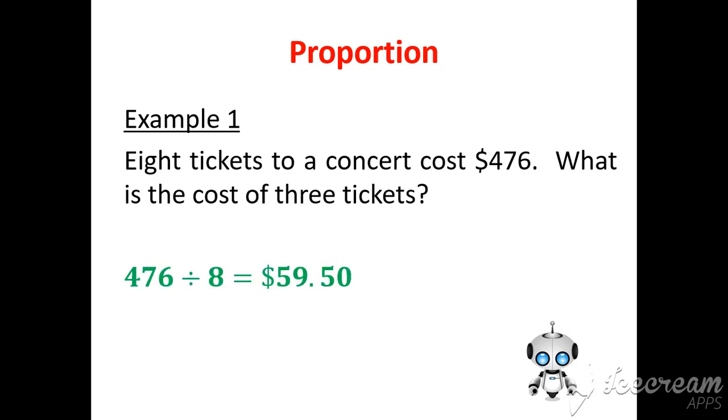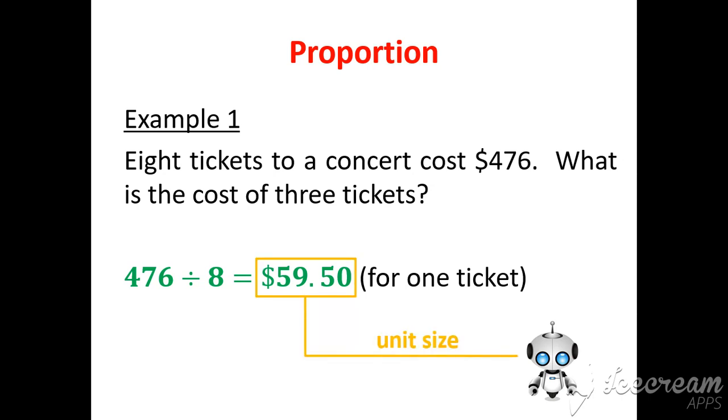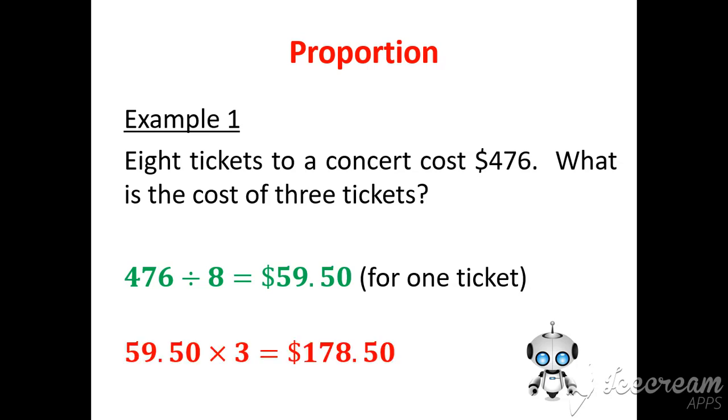So 476 divided by 8 gives us $59.50. That's the cost for 1 ticket. That's what we call the unit size. For 1, unit means 1. Okay, now we know the unit size. Let's just multiply that by the 3 tickets to get a total cost of $178.50. Right, that was okay, I hope.